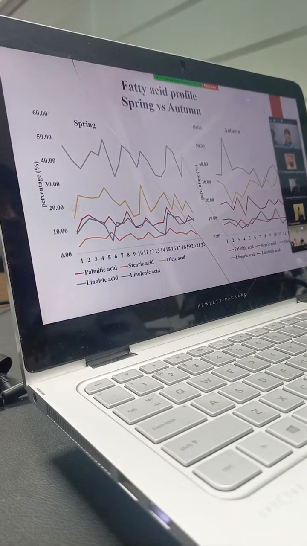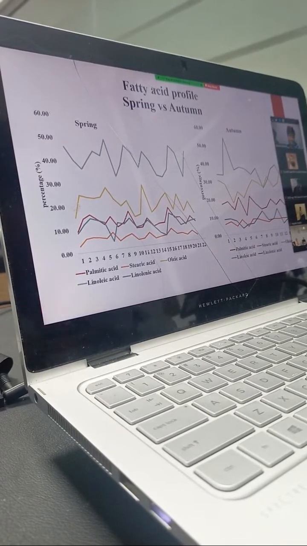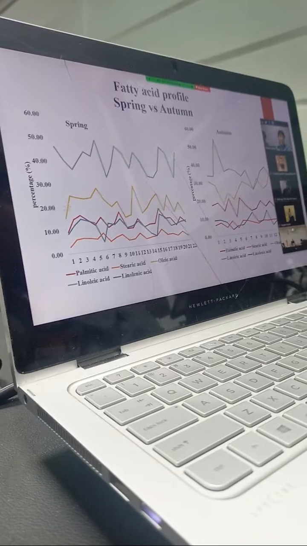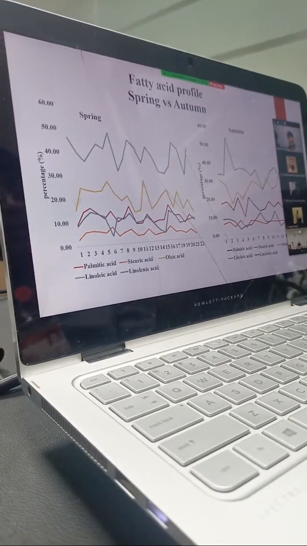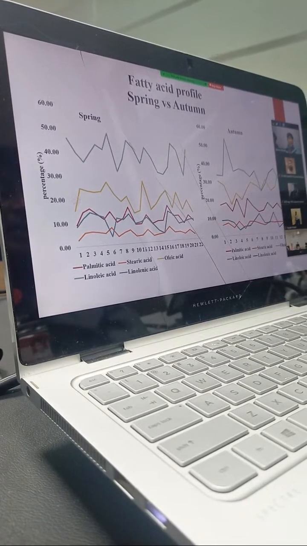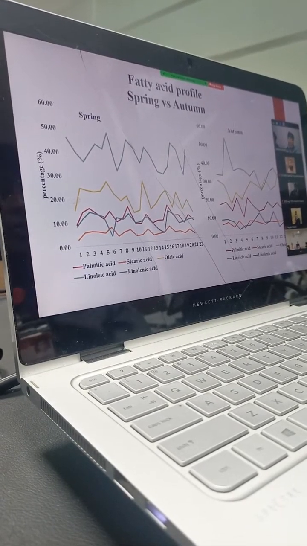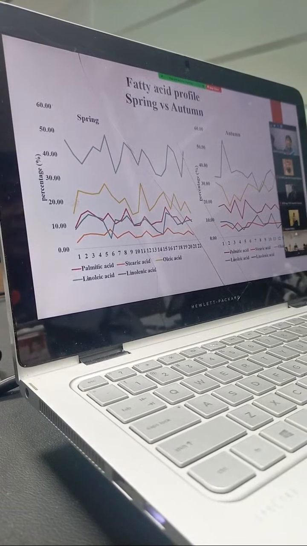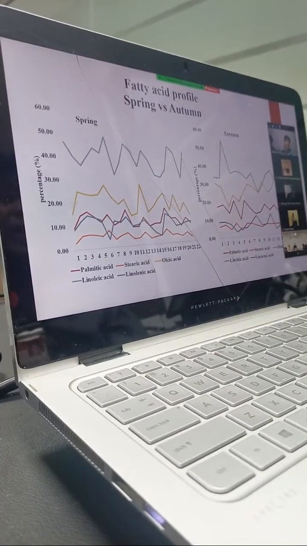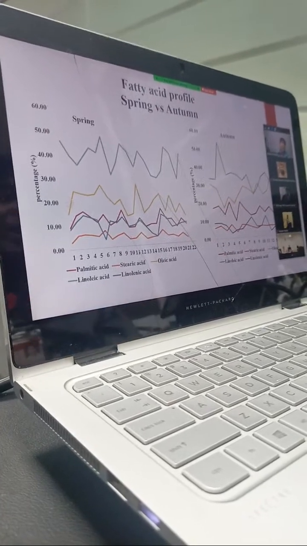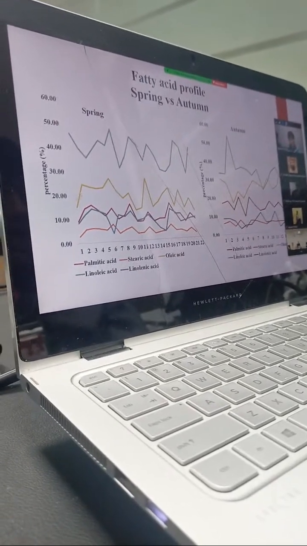And again, this is the fatty acid profile. We also mapped what different types of fatty acids are present and what their content is under different environmental conditions. So here we can see that the composition of fats, or composition of oil, is also significantly altered during spring and autumn season.